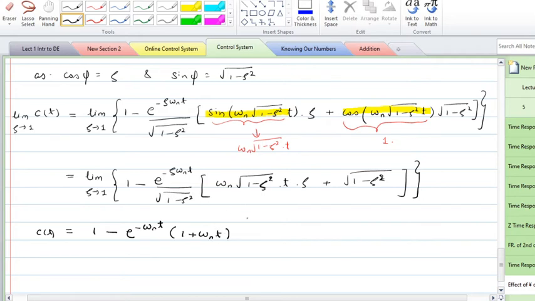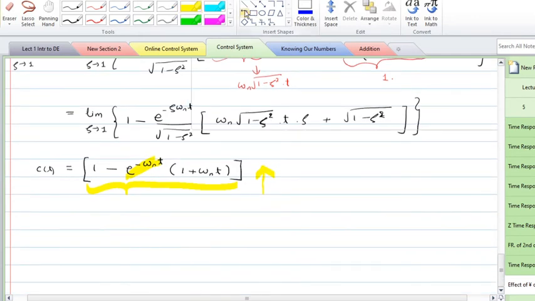And you can say that this response is actually an exponentially rising response, because in this case this factor is decreasing with time, so the complete equation will be increasing with time. So in this way the response looks like this.